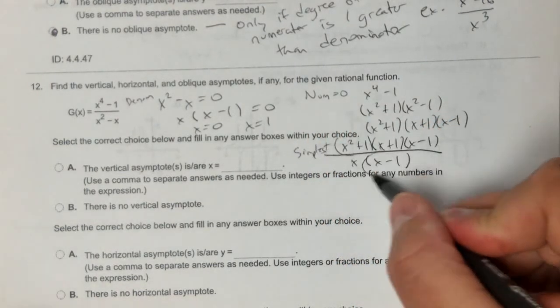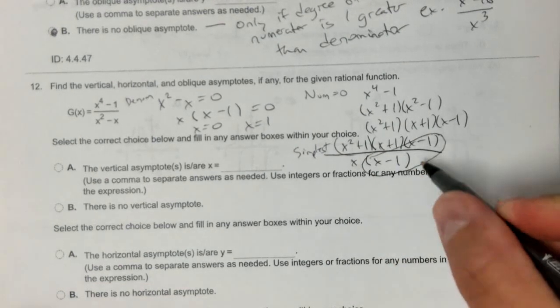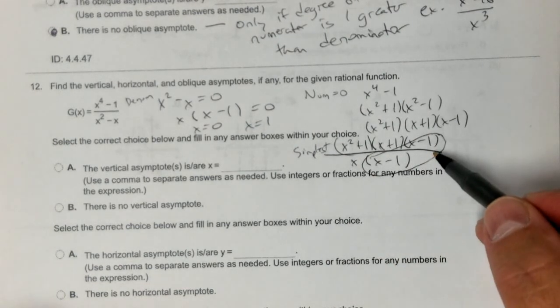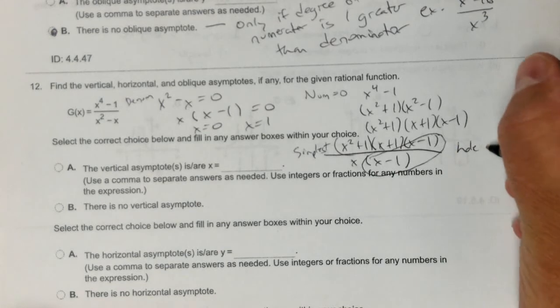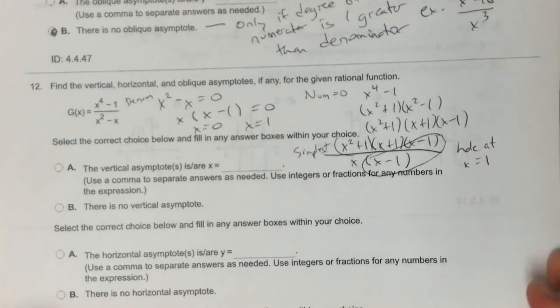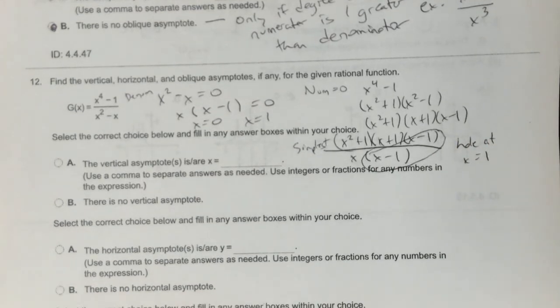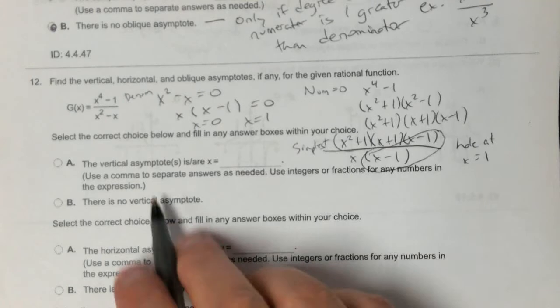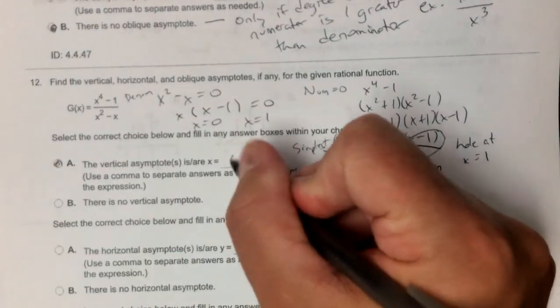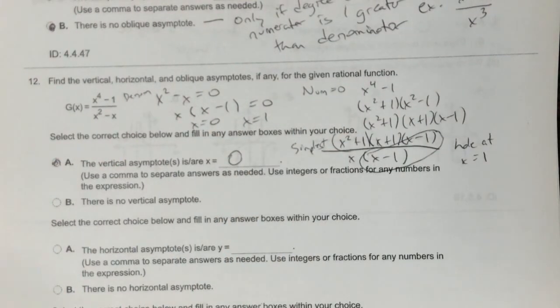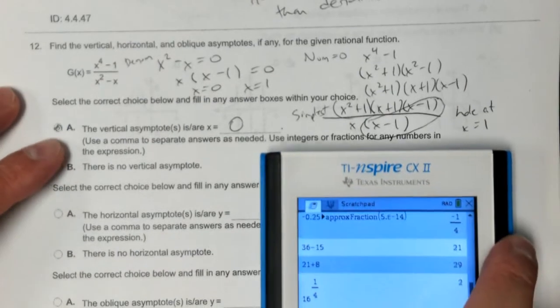And what you notice is that these that I circled cancel, and so that means there would be a hole at x equals 1. There's a hole at x equals 1, not a vertical asymptote. Because of that, the only vertical asymptote would be at 0. And we can verify that with a graph.